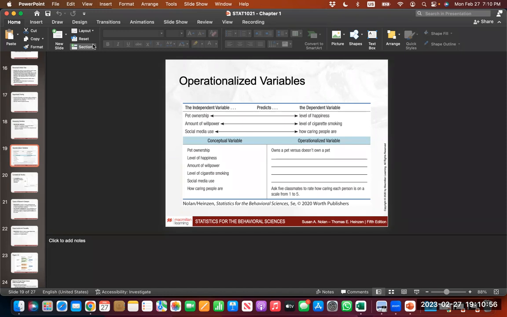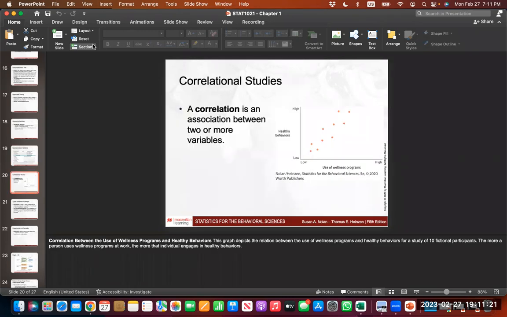Another example: do people that smoke cigarettes have less willpower? The dependent variable is level of cigarette smoking, but cigarette smoking, yes, no, is a binary variable, as compared to the independent variable amount of willpower. Along these lines, you need to think when it comes to operationalization. It's just important that you recognize and know that.